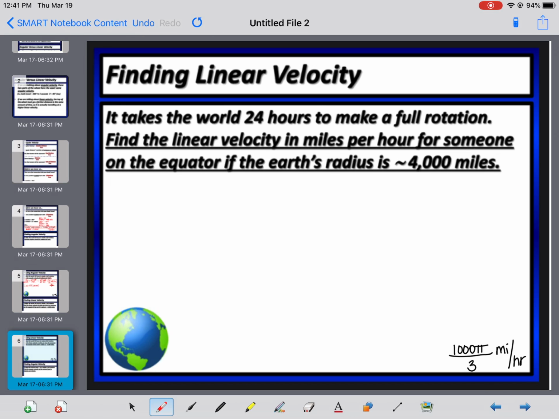Let's try another one. Again, talking about the Earth, one full rotation in 24 hours.